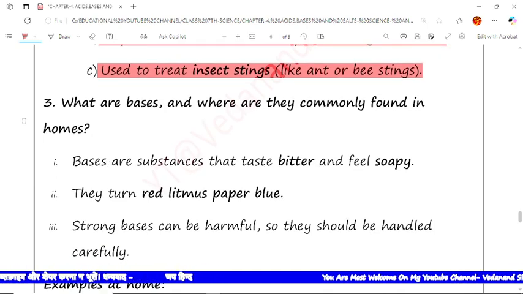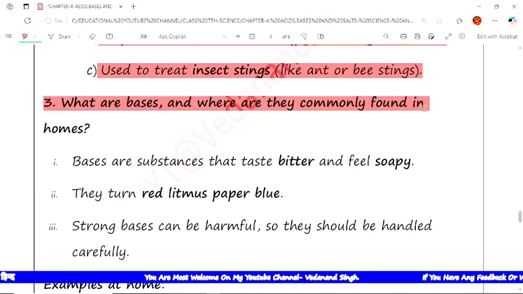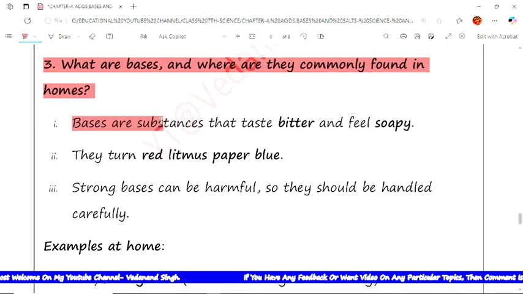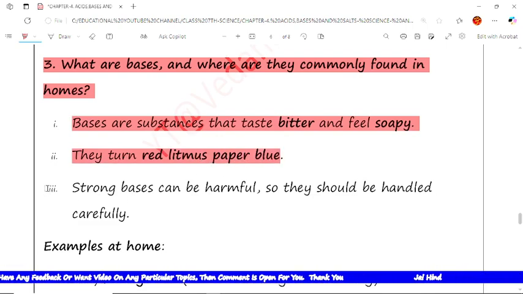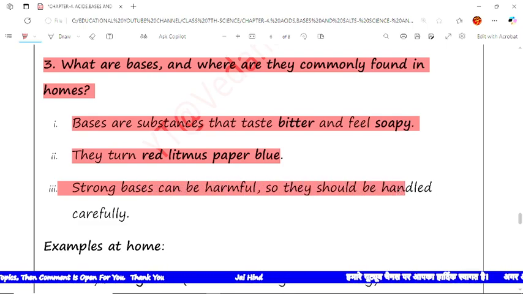Now the next is the third question: what are bases and where are they commonly found in homes? The answer is bases are substances that taste bitter and feel soapy. This is common. They turn red litmus paper blue. Strong bases can be harmful, so they should be handled carefully.